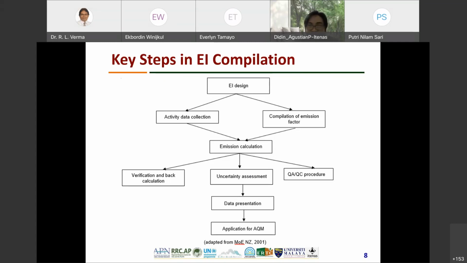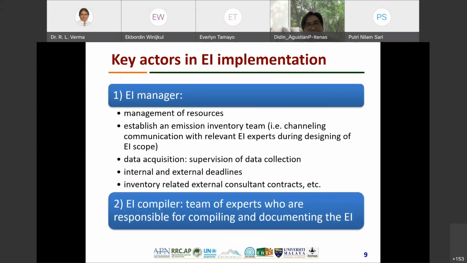As mentioned earlier by Dr. Ekbordin, we need to verify, or if possible, do the back calculation just to check again as part of the quality control. Uncertainty assessment is also one important part of emission inventory. And then we need to think about data presentation and applications for air quality management.